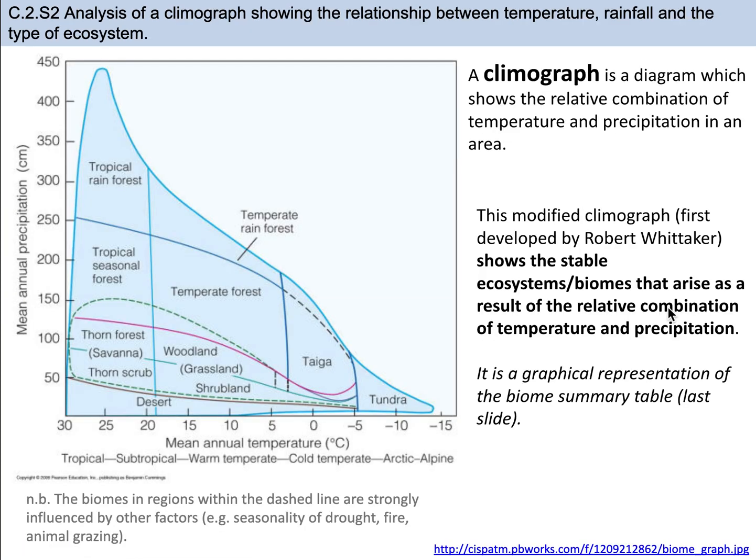This graph here is going to help you analyze. It's called a climatograph, and it's a diagram which shows the relative combination of temperature and precipitation in an area. So you can see here on the bottom, it's showing you temperature. Here is 0, and it's increasing to 30. This is going into the negative cold temperatures. And this is showing you how much annual rainfall it's getting in centimeters. So you can see the tropical rainforest is high in rainfall and also high in temperatures, where a tundra is going to be negative in temperatures and also very low in rainfall.